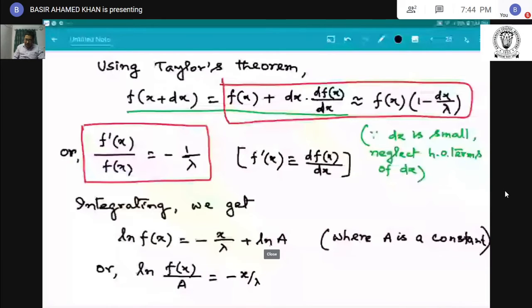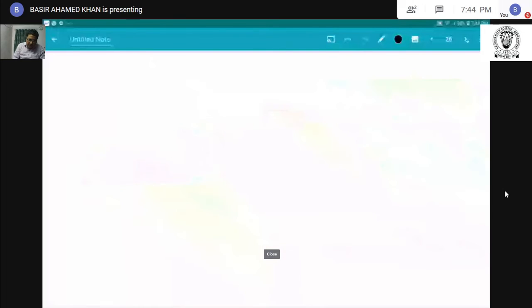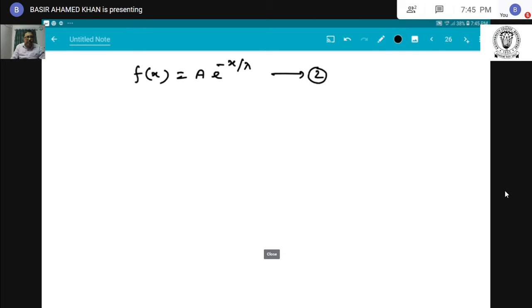That is, fx equal to a e to the power minus x by lambda. That is, we get fx equal to a e to the power minus x by lambda. This is equation 2, where a is a constant and lambda is the mean free path.